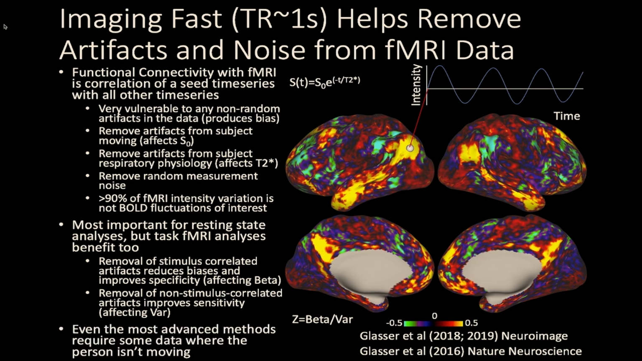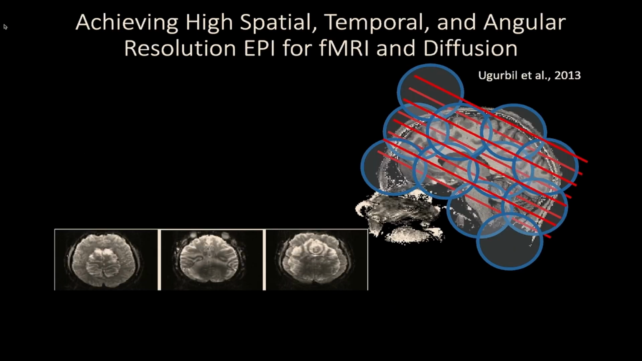But even with the best denoising methods, and here I've talked about spatial ICA, temporal ICA, and Wishart filtering, the person can't be moving their head constantly throughout the entire fMRI scan. You need some good data for these things to work.